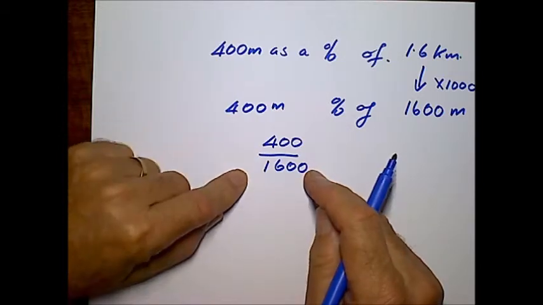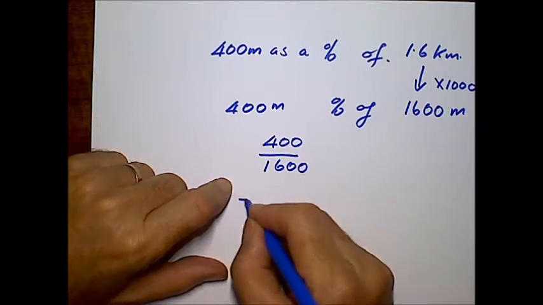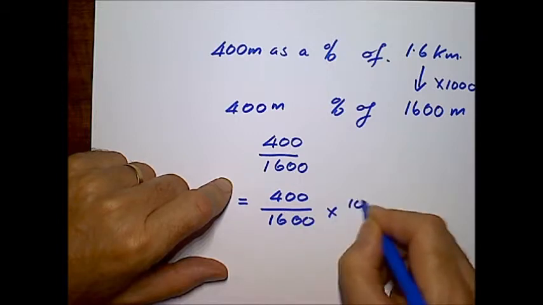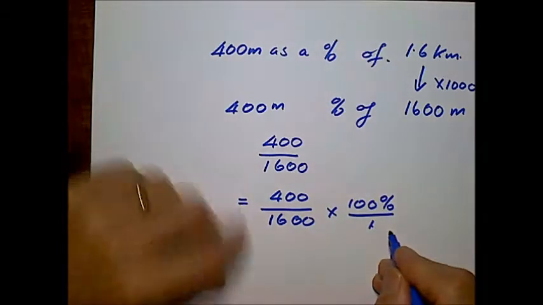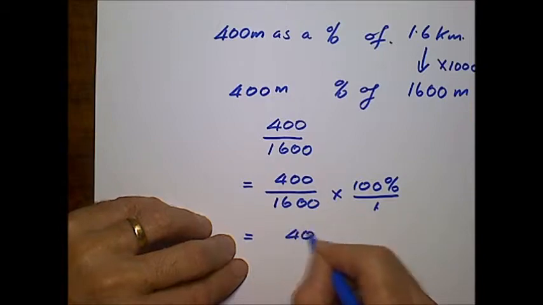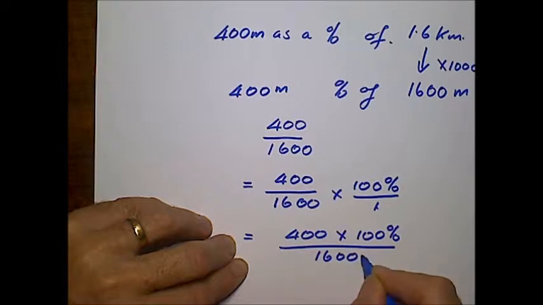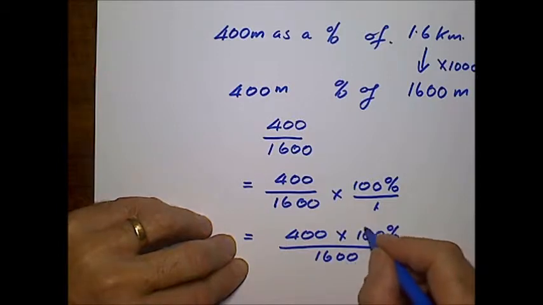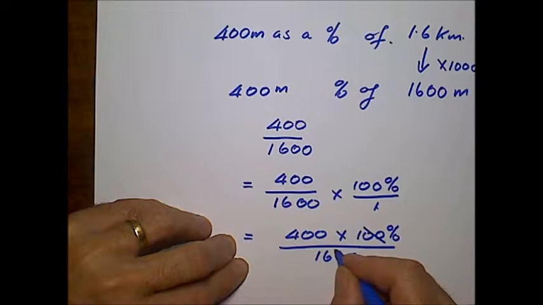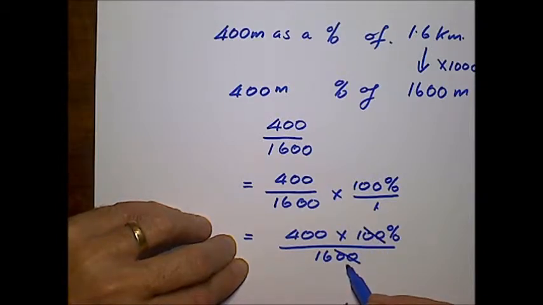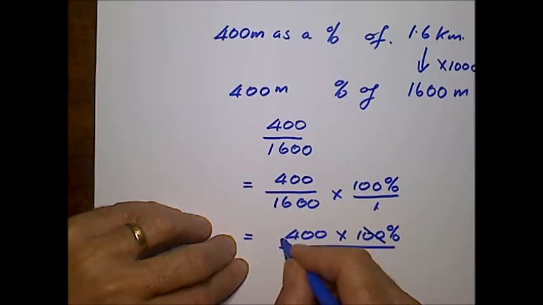Now we could at this stage do our cancellation, but we can just stick to our method of multiplying by 100% over 1. And so that will become 400 times 100% over 1,600. Now we have a common factor of 100 in the numerator and 100 in the denominator. So by cancelling those two zeros, I'm indicating that I'm dividing the numerator and the denominator by a common factor of 100. We also have a common factor of 4.